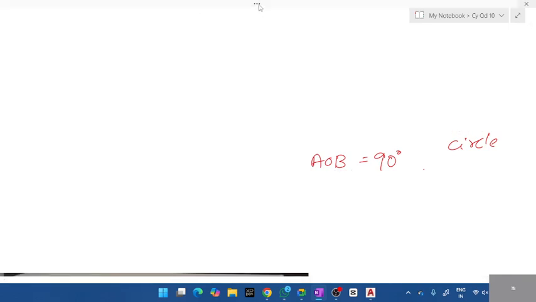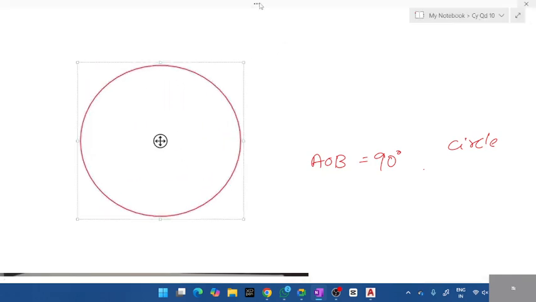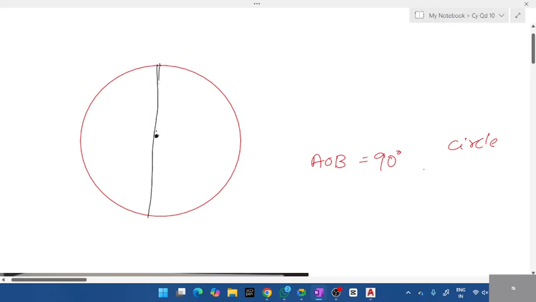Okay, this semicircle concept, it can be like this. Okay, a circle, center like this. Is it a diameter? Yeah, it is a diameter. It is passing through the center in vertical way. So what will be the angle formed here? What will be the angle formed?